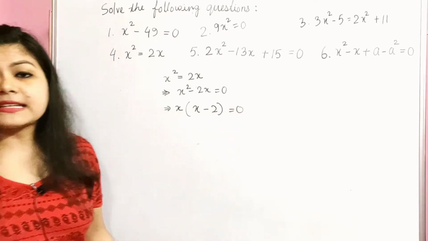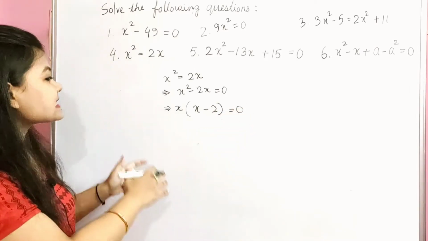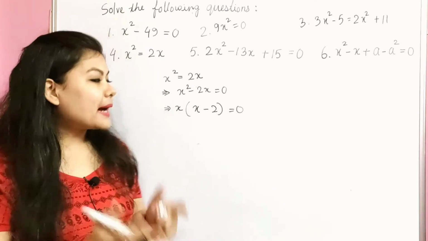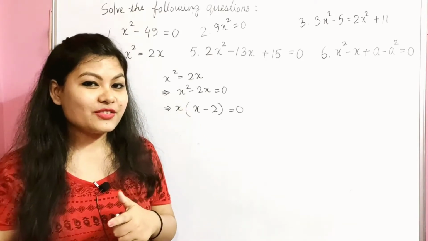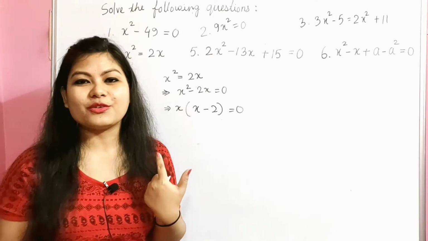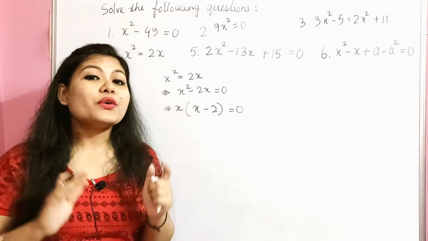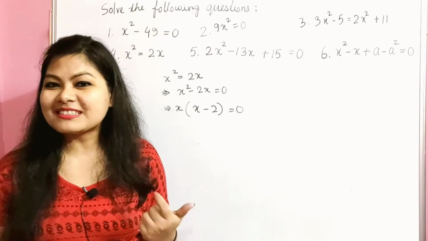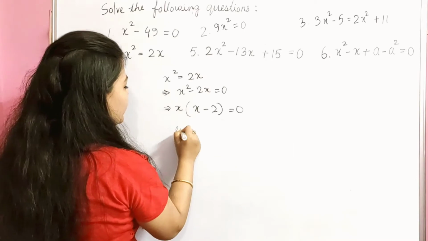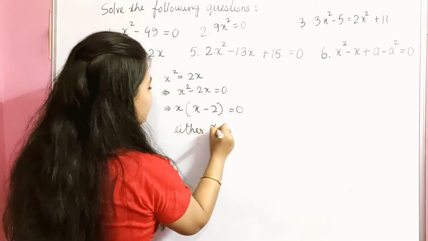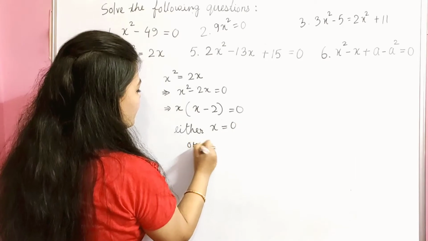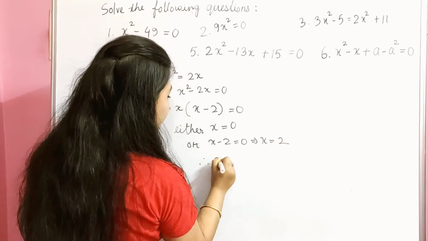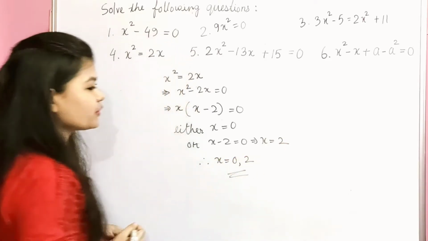Now, see here, we are getting a product of x and x minus 2. Since the value equals 0, that means by multiplying these two values we are getting 0. That means their product equals 0. That means one of these two values is equal to 0, but we cannot say definitely which one is equal to 0. Therefore, we can write either x equal to 0 or x minus 2 equal to 0, that means x equal to 2. Therefore, the values of x are 0 and 2.